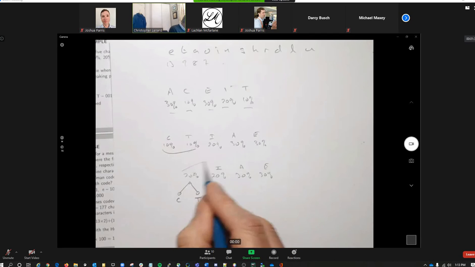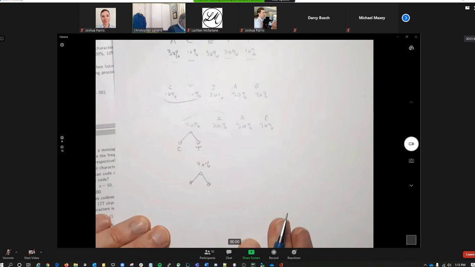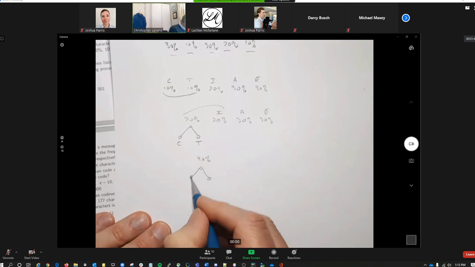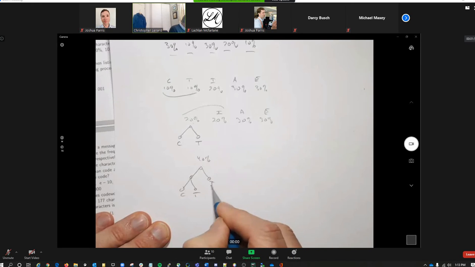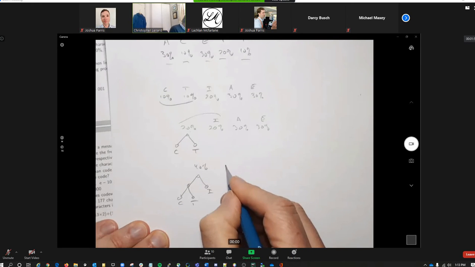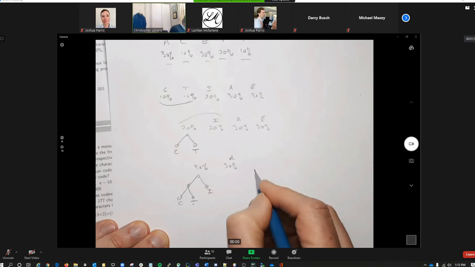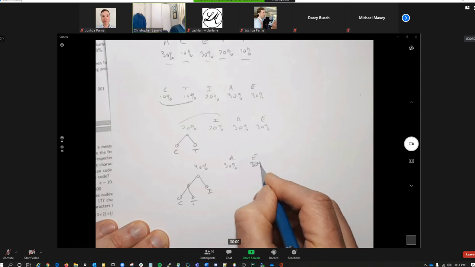So we put these two together. 20 plus 20 is now 40%. And we have a tree whose left part is the CT and whose right part is the I. Now we have 30% for A, and the B is 30%.